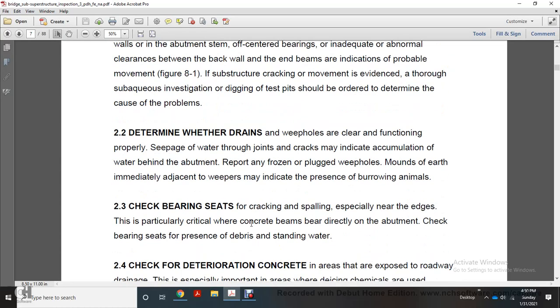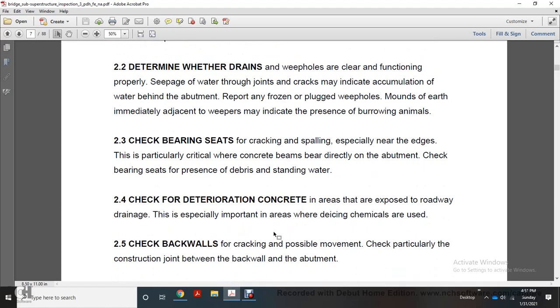Check bearings. Check for cracking and spalling, especially near the edge of concrete beams directly within the abutment. Check the bearing seats for presence of debris and standing water. Check for deterioration of concrete, especially in areas exposed to roadway drainage and where de-icing chemicals are used.